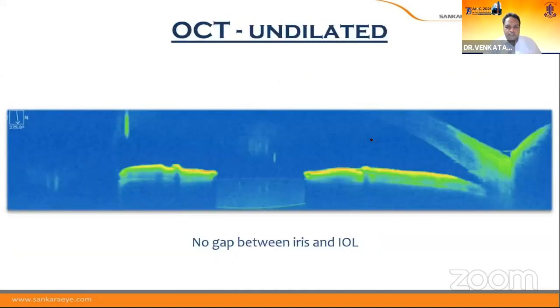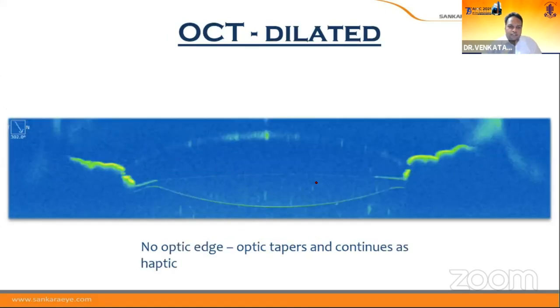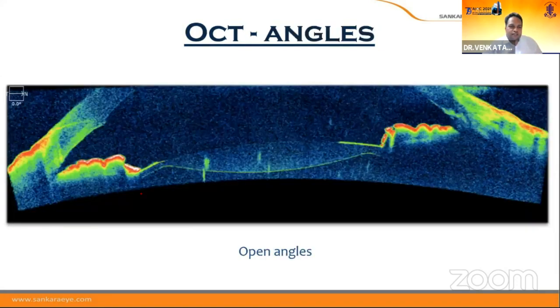And these are the OCT images where you can see the optic of the lens here. And here we have to notice that there is no gap between the iris and the optic. And this is an OCT image highlighting the fact that there is no optic edge here, where the optic continues as a haptic as it is tapered. And this is another OCT image highlighting the dilated eye, where the angles are quite open and it doesn't cause any angle closure.